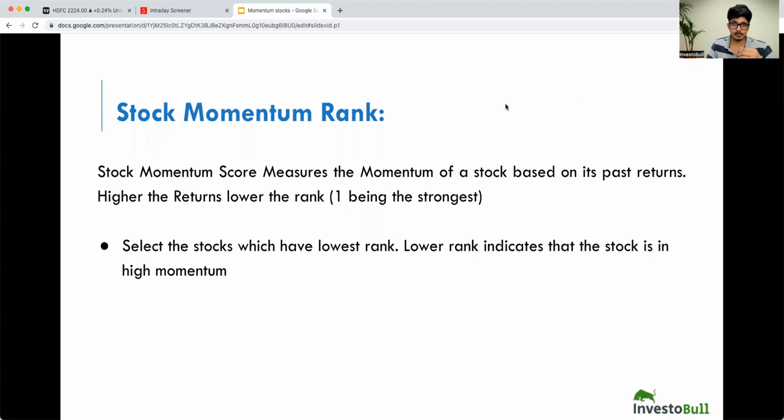Before discussing the momentum strategy, we need to understand four concepts or four terminologies. So let's discuss each and every terminology one by one. Firstly, we need to discuss stock momentum rank. So what does it mean? It measures the momentum of a stock based on its past returns. Higher the returns, lower the rank.